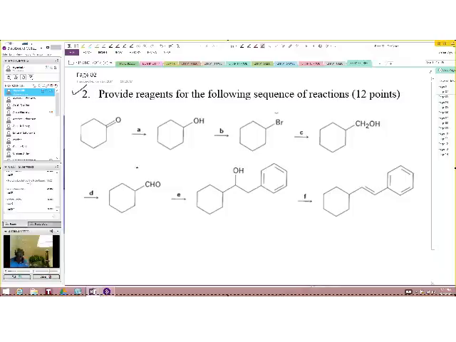Okay, thank you. So what we want to do here is to provide reagents for the following sequence of reactions. You will see here, this will be similar to what we've done in the previous 2 questions. Just a way of getting you to know these reagents and what they do. So once again, we are going from a ketone to an alcohol. So what reagent do we need?